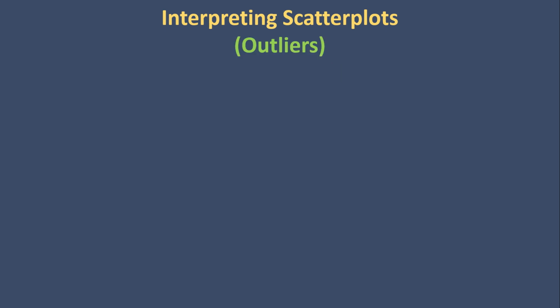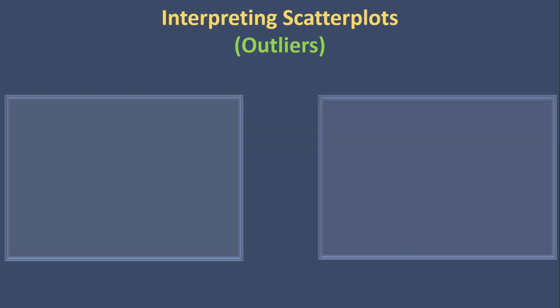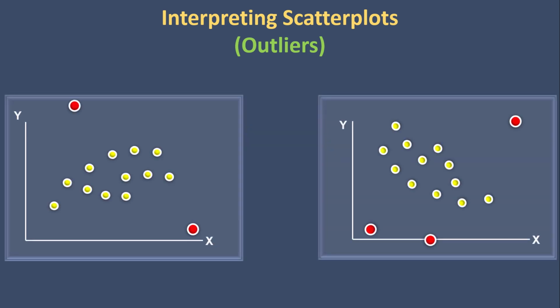Furthermore, scatter plots can help identify outliers, which are data points that deviate significantly from the overall pattern. Outliers can provide valuable insights into unusual or extreme cases within the data set, but they can also skew the analysis if not properly accounted for.